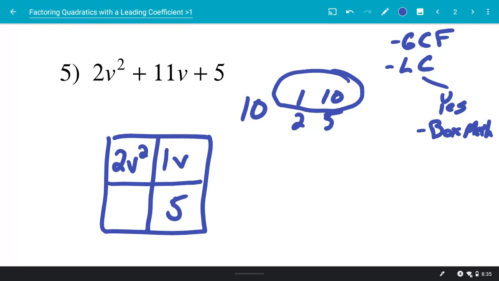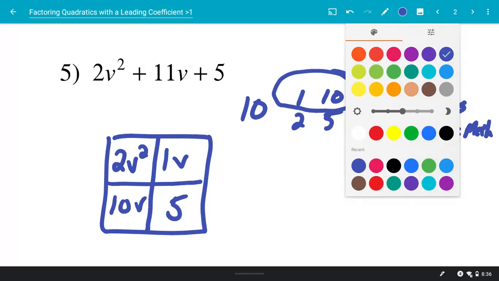So I'm going to take those two numbers and I'm going to put them in the other two boxes. 1v, and I'm going to put a variable with it, and 10v. Now, does it matter which one goes where? Nope. Doesn't matter. You can't mess it up. Just put one in one box, the other in the other box. Honestly, that's the hardest part.